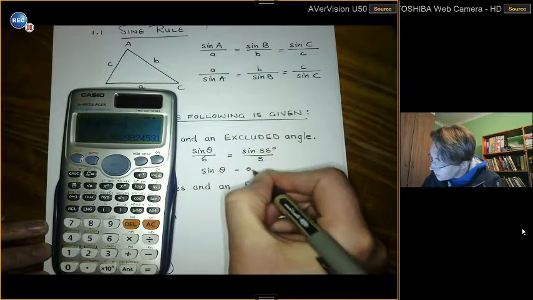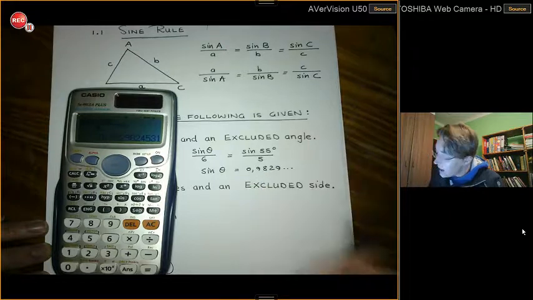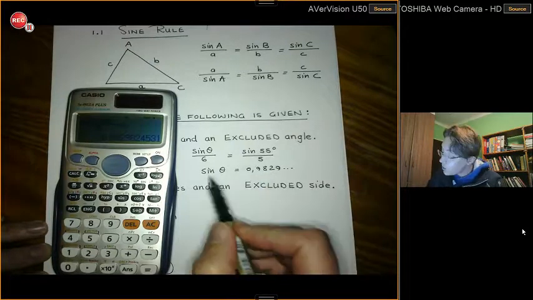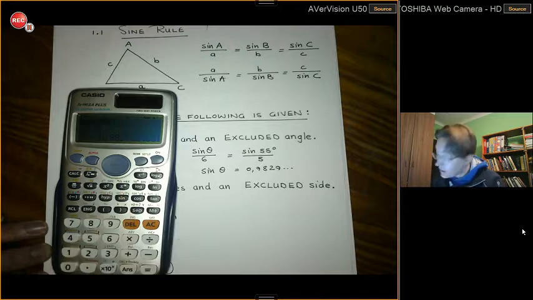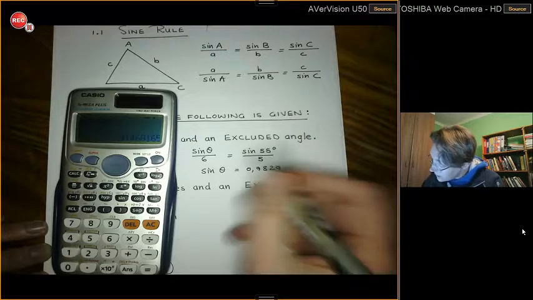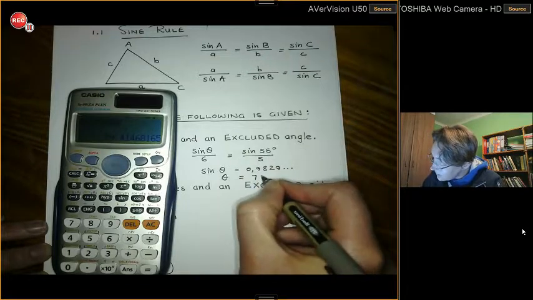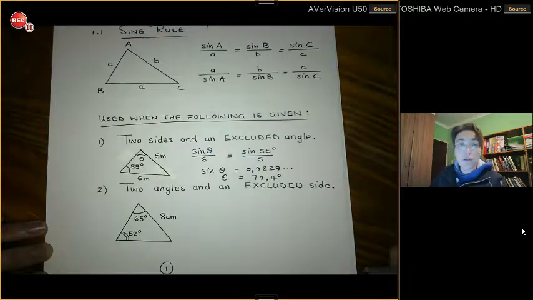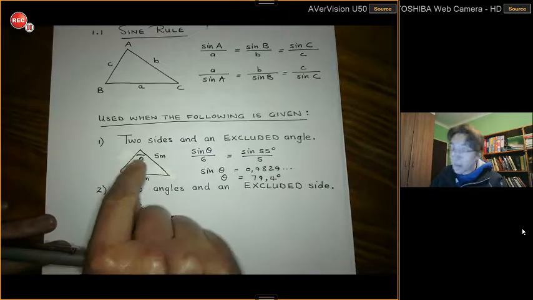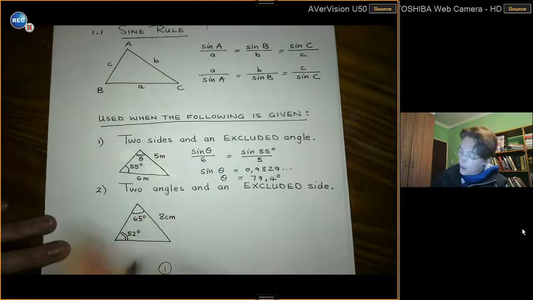which is 0.9829, not rounded off yet, and then to get that angle we're just going to work with the inverse of sine. So we go shift, inverse of sine of that particular answer, and then we get theta in this case, correct to 1 decimal place, is 79.4 degrees. So it's very simple and straightforward to use that sine rule to calculate a missing angle if you have two sides and very specifically an excluded angle.